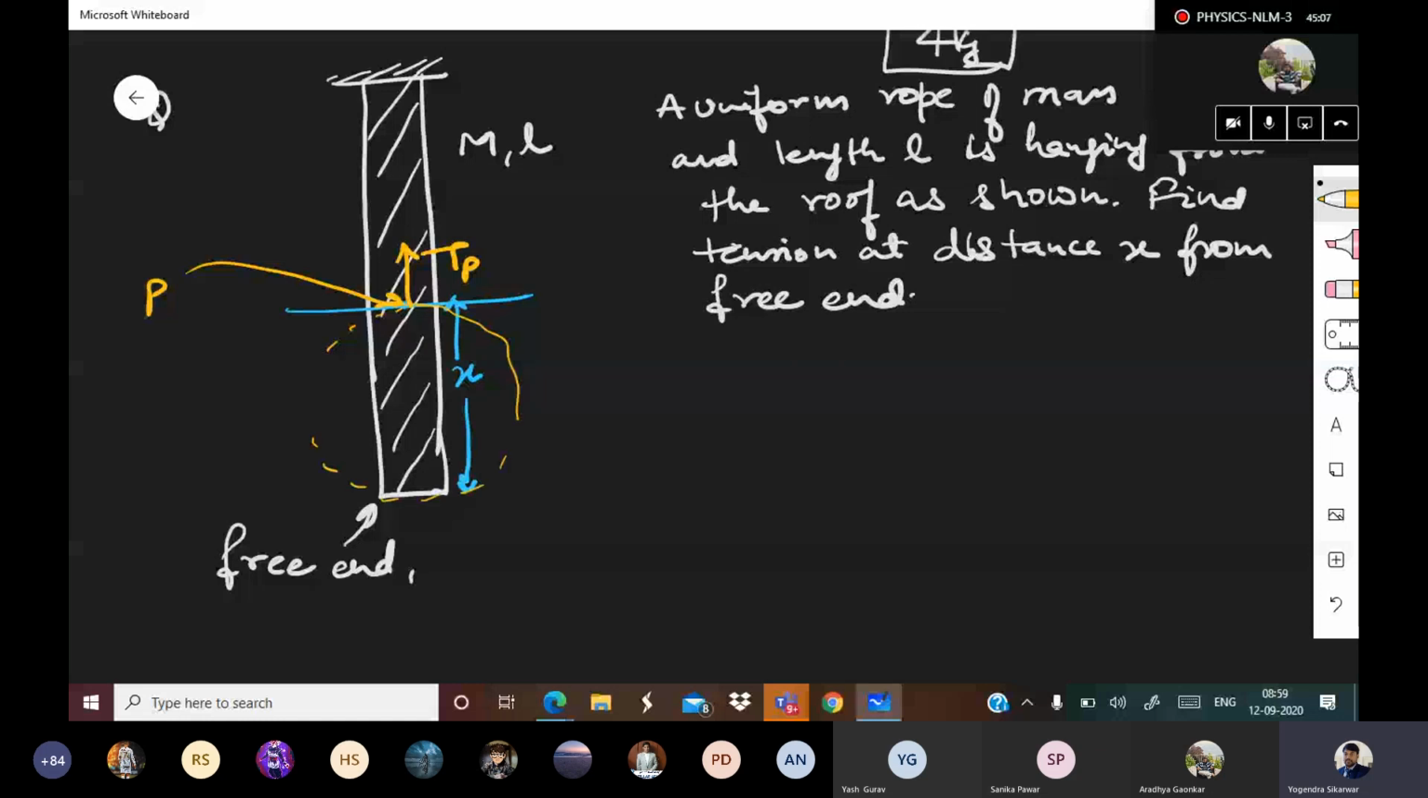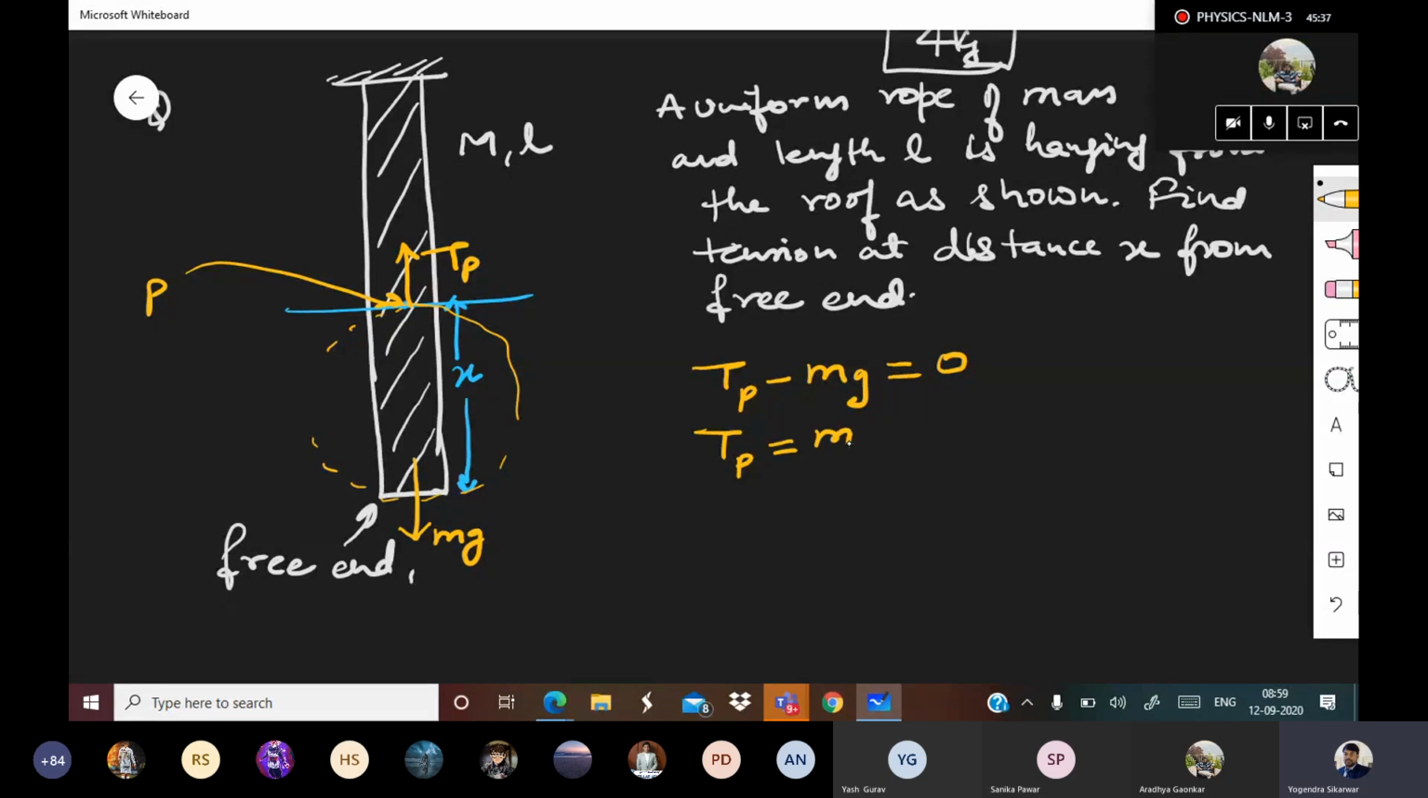So if I draw the FBD of this part, which is going to fall, and let's say its mass is small m, then small mg will be acting downward. So what we can write is Tp minus small mg is equal to 0, and that will give us Tp is equal to small mg. Now we just need to find the value of small m.